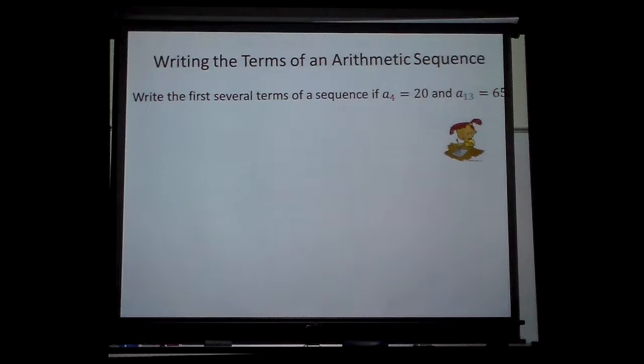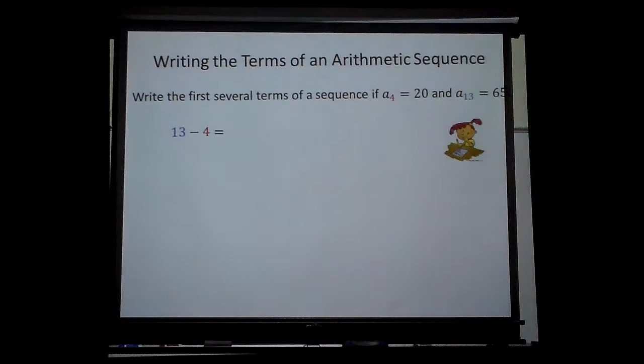Write the first several terms of a sequence if a sub 4 is 20 and a sub 13 is 65. Coach Tony, you didn't give me any in a row. I know! So what do we have to do?